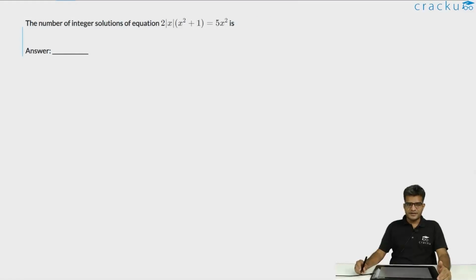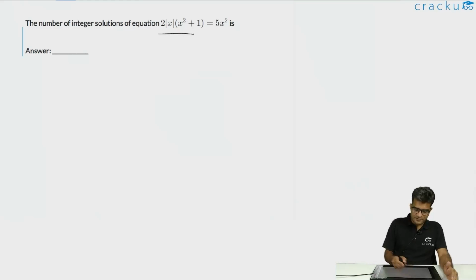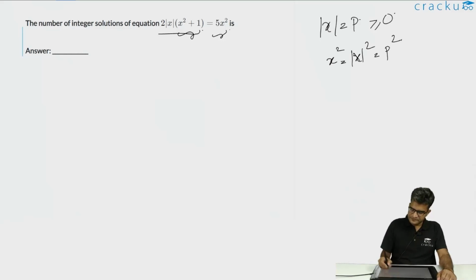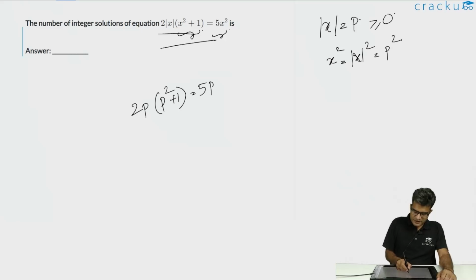In this question, we are asked to calculate the number of integer solutions for 2 times modulus of x into (x square plus 1) is equal to 5x square. So what we'll use is we'll assume that modulus of x is equal to p, and p will be greater than or equal to 0 because modulus of x is always non-negative. Now we know that x square is equal to modulus of x whole square, which is p square. So the given equation becomes 2 times p into (p square plus 1) is equal to 5p square.